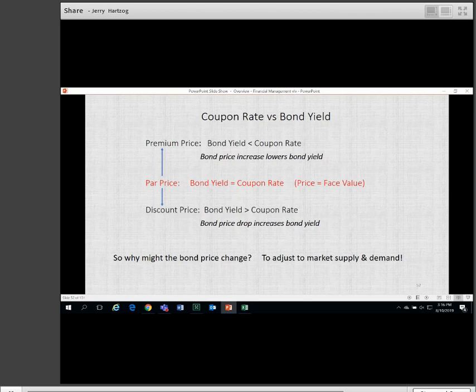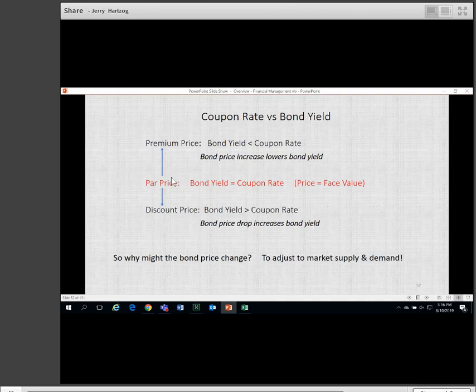Okay, let's look at the coupon rate versus the bond yield. Now, you'll run into this on the OA in various different contexts. So very important, let's start off in the middle. Par price. By par price, we mean the price of the bond is equal to the face value. So we're saying face value is always $1,000, so par price is the price of 1,000. At a par price, the yield of the bond is equal to the coupon rate. The coupon rate's 5%, par price, the yield is 5%.